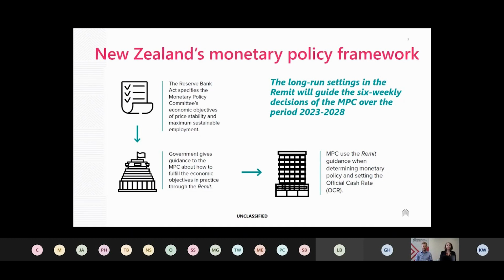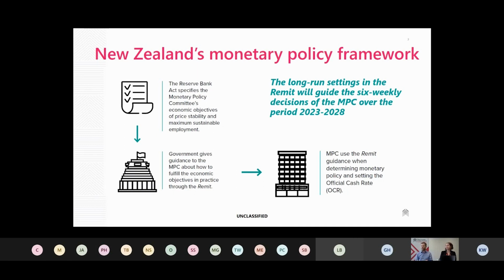But then the Remit gives a lot more detail on exactly how the Reserve Bank is supposed to go about achieving those. So the things that the Remit can contain are what weight we should put on these two objectives, and a bit more detail on what exactly we mean by these objectives. Also the Act specifies that you can have other clauses which the Monetary Policy Committee should have regard to in setting their monetary policy decisions. So this remit is used by the Monetary Policy Committee every 6 weeks when they make decisions.